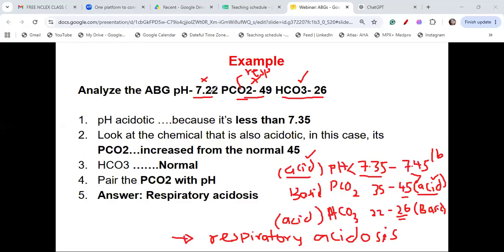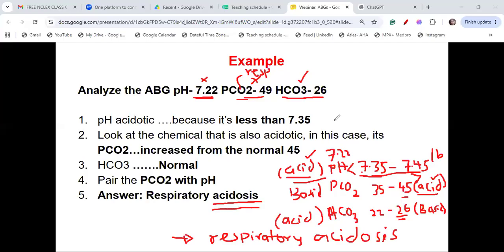We started with the pH. Our pH is 7.22. We are given this as the normal, so you can see 7.22 tends to be less than this. So where is it lying? It's lying on the acidic side. And I said the pH is what gives you the final name. The final name here is acidosis.